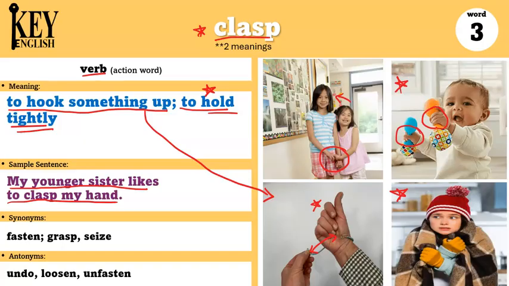Some synonyms are fasten, grasp, and seize. And a lot of the time we use this word fasten instead of clasp. So those are two words that are used very often, fasten and clasp. Some antonyms are undo, loosen, or unfasten. And please be careful with this word fasten. We don't say fasten, we say fasten.